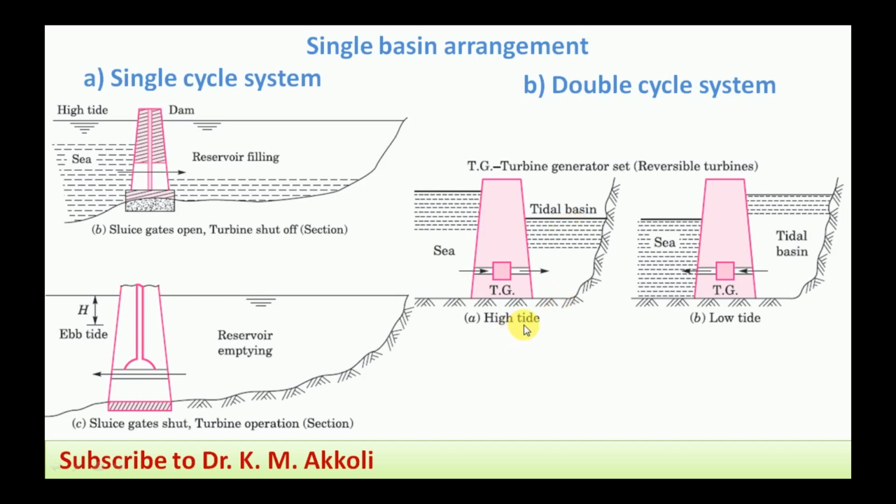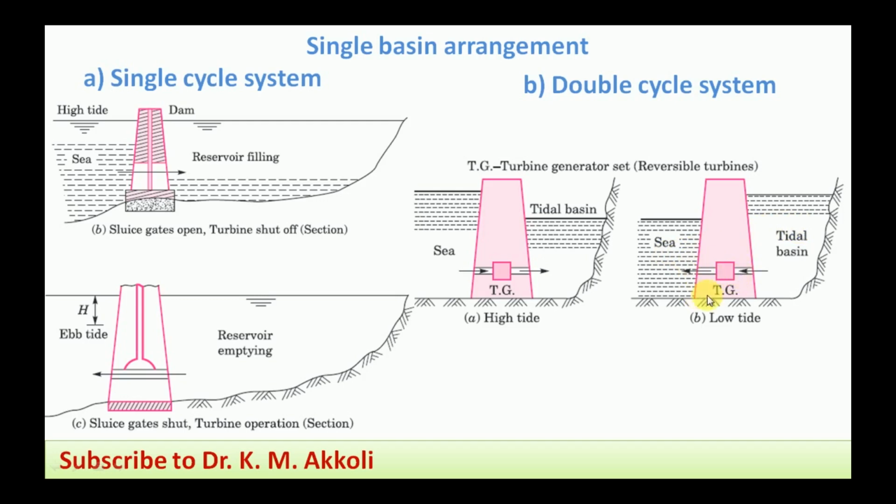And after that, the tidal basin is filled, and the flow is stopped, then the low tide will start. Low tide will start whenever there is a head again. Okay, the head is available. Then the water is allowed to flow through this reversible turbine from the tidal basin to the sea during the low tide.